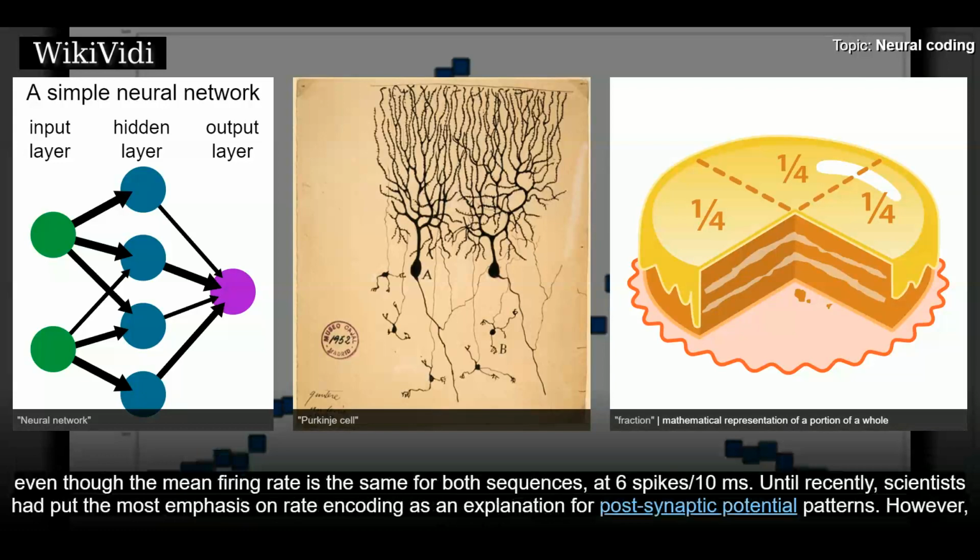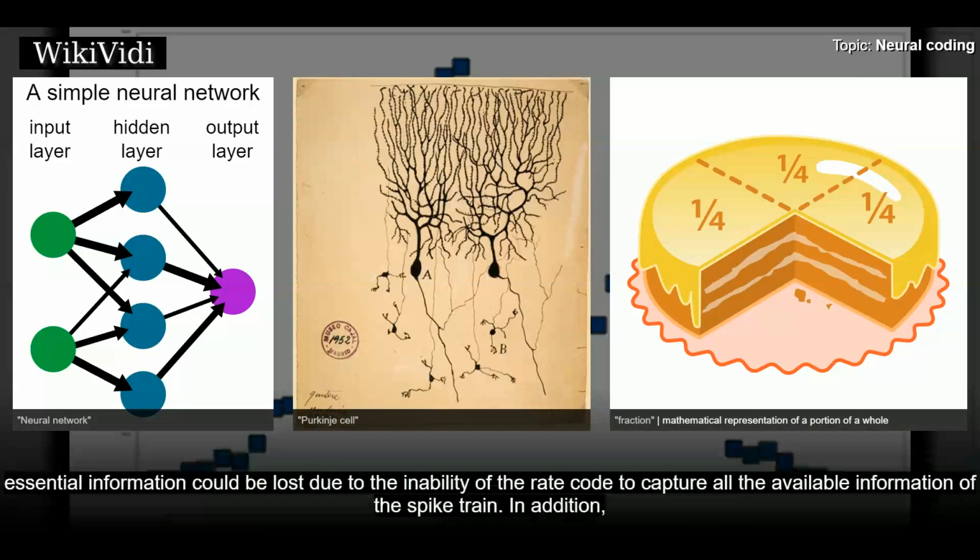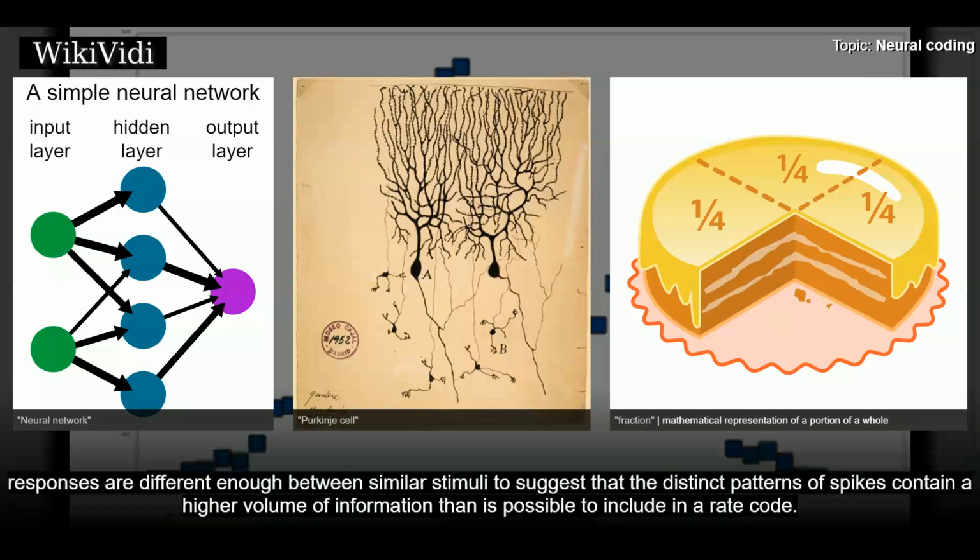Until recently, scientists had put the most emphasis on rate encoding as an explanation for postsynaptic potential patterns. However, functions of the brain are more temporally precise than the use of only rate encoding seems to allow. In other words, essential information could be lost due to the inability of the rate code to capture all the available information of the spike train. In addition, responses are different enough between similar stimuli to suggest that the distinct patterns of spikes contain a higher volume of information than is possible to include in a rate code.